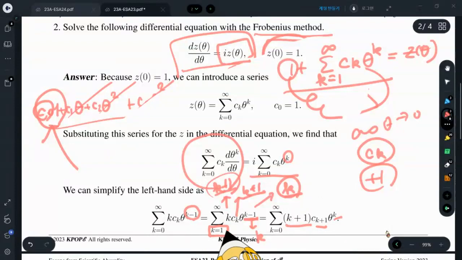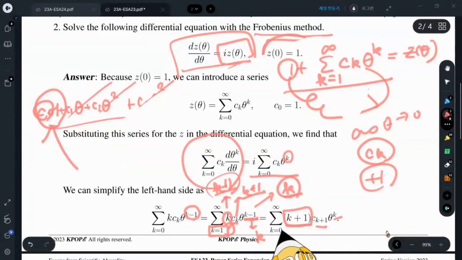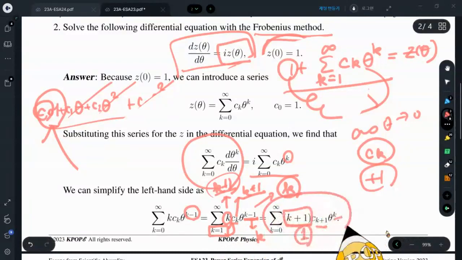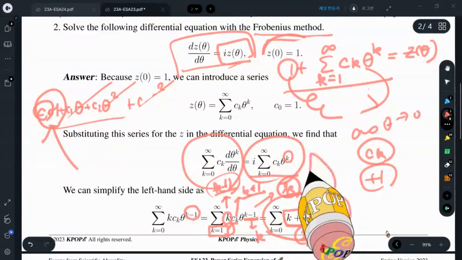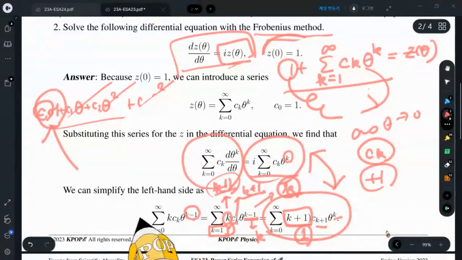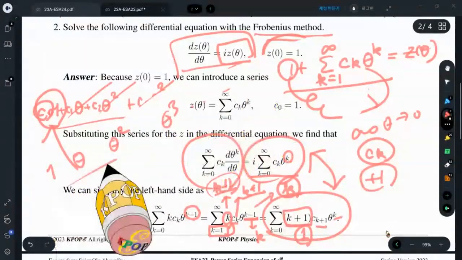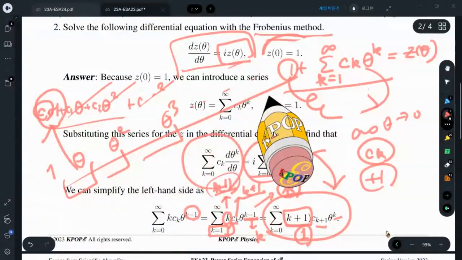And then the initial value of this was k equals 1. What is the initial value of this factor? If I substitute 0, it is 1. Okay, so these two are equivalent. So this series expansion should be the same. By the way, we know 1, theta, theta squared, theta cubed, everything, they are all linearly independent.